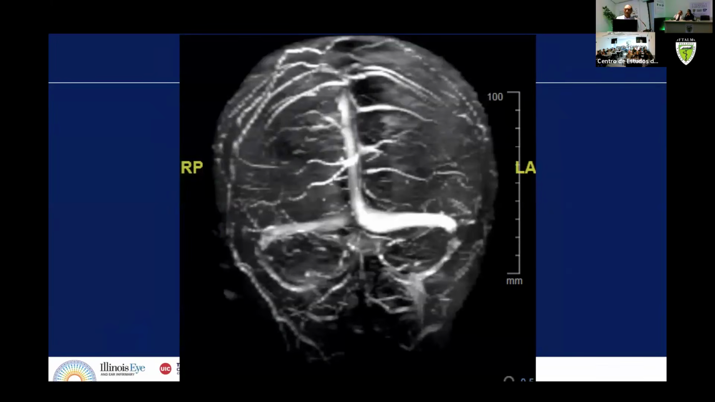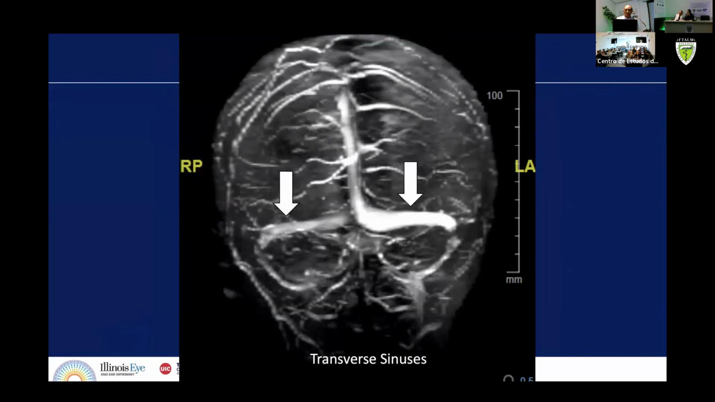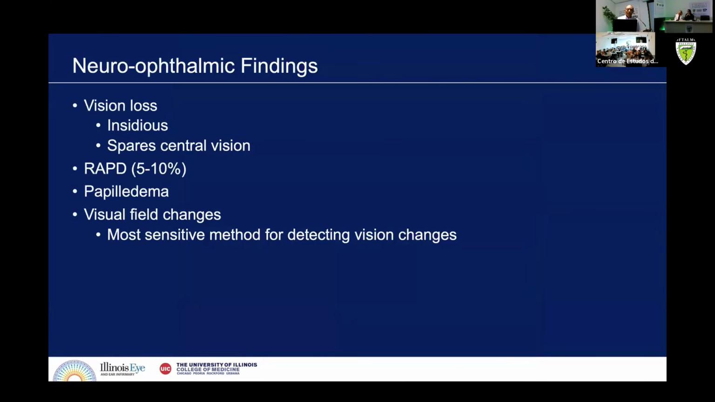Here on the MRV, we're evaluating for venous sinus thrombosis or stenosis in the superior sagittal, transverse, or sigmoid sinuses. And the most common location for stenosis is between the transverse and the sigmoid sinus. So that's what I ask my radiologists to look for. The vision loss in IIH is insidious and often spares the central vision, especially early in the disease.